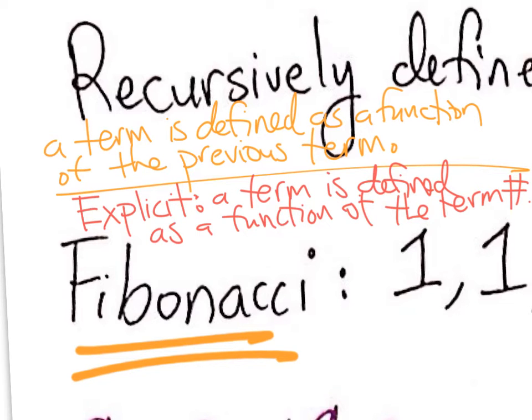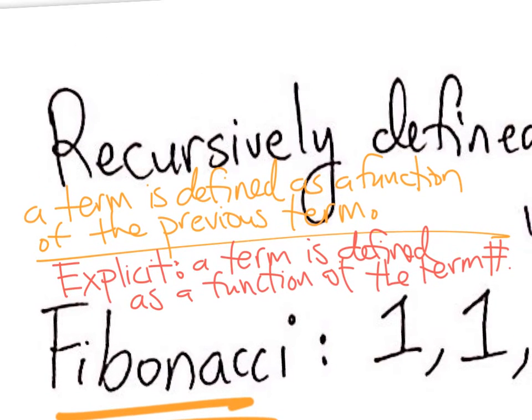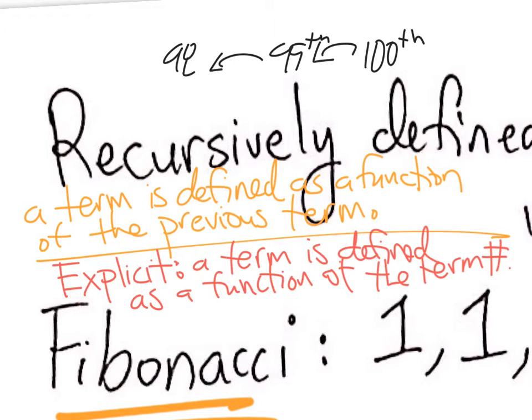So for a recursive formula, if we want to know the 100th term, we have to know the previous one, which is the 99th term. And in order to know the 99th term, we have to know the previous one, which is the 98th term. And in order to know the 98th term, we have to know the previous one, which is the 97th term, etc. So you see how there could be a lot of work. However, if we have an explicit formula and we want to know the 100th term, we plug in n equals 100 and kaboom, there it is.